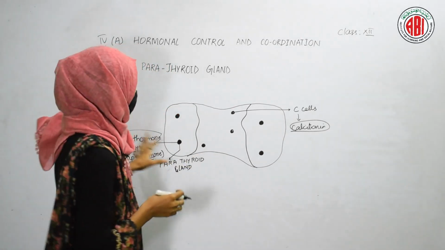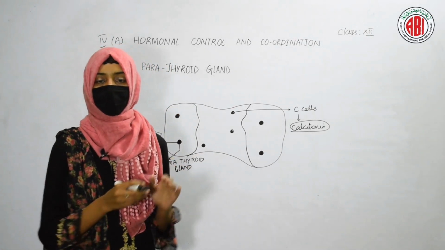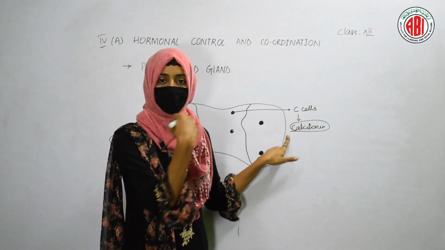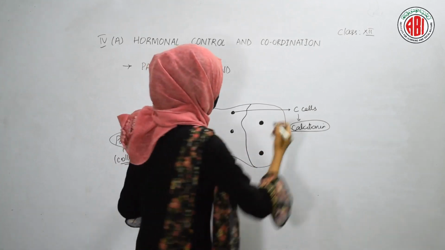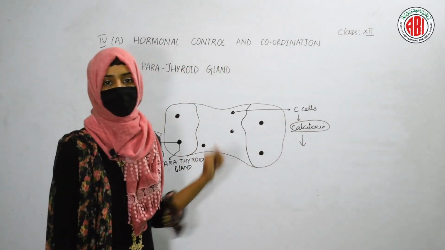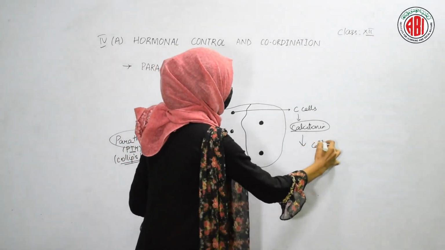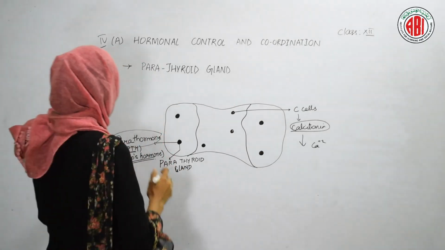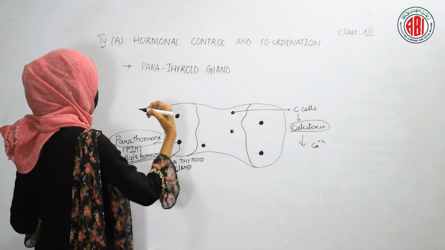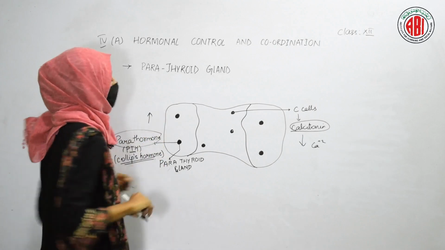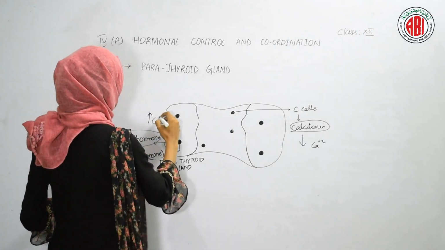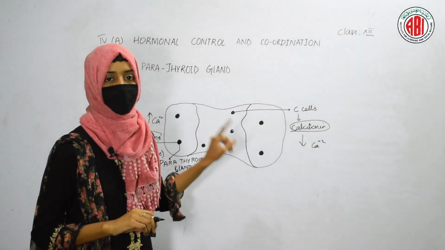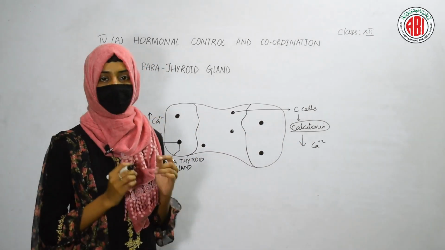crucial role. So whenever the calcium increases, calcitonin will be secreted into the blood to decrease the amount of calcium. And when the calcium decreases in the blood, at that time parathormone is secreted into the blood in order to increase the level of calcium. So these two hormones are mainly responsible for regulating the level of calcium in our blood.